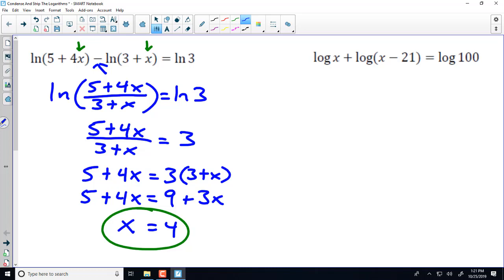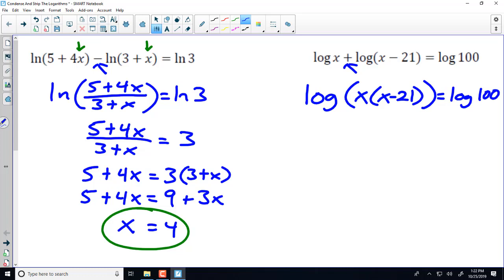We have two logarithms on the left side, so we cannot remove the logarithms until we combine them into one logarithm. This will be done using the product rule. So this is going to be log of x times (x minus 21) equals log of 100. Since there's a single logarithm on each side and they are both base 10, we can just remove the logarithms. x times (x minus 21) equals 100.